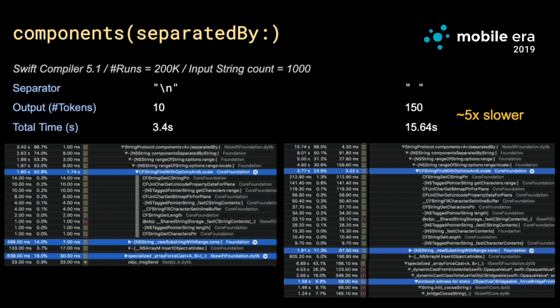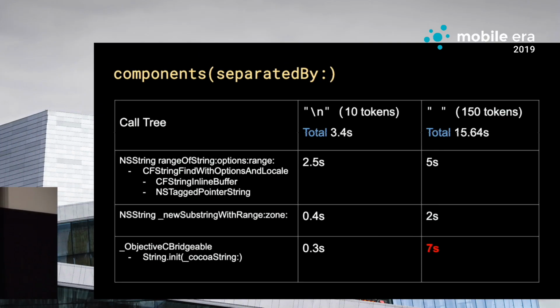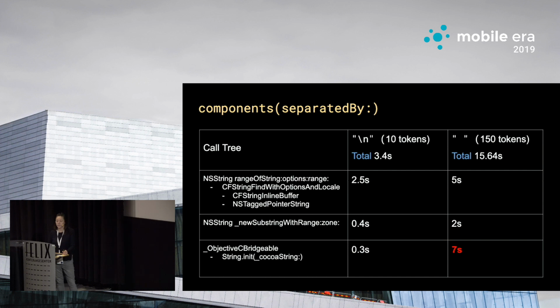Let's have a closer look. The range of string function calls an internal CFString function called CFStringFindWithOptionsAndLocale. This makes use of CFString inline buffers and tagged pointer strings, which are optimized for fast access. So when there are fewer tokens to separate, it can just perform the fast walk and return the results for those few tokens found. But when there are a higher number of tokens, it now needs to spend more time in that new substring with range call, which creates substrings for the tokens and converts them to Swift strings.